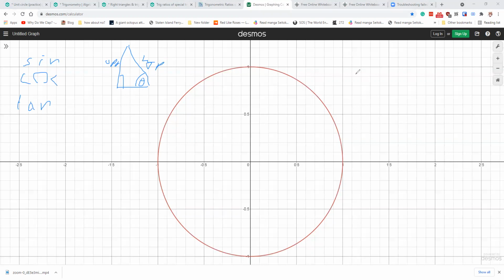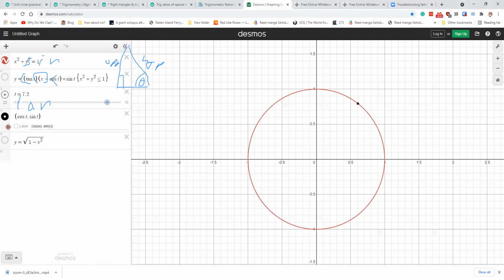Now, there is one other very common, and in fact maybe even more common, way to define trig functions, or trigonometric functions, that has to do with this unit circle. And so I'm just going to show a point on the circle.